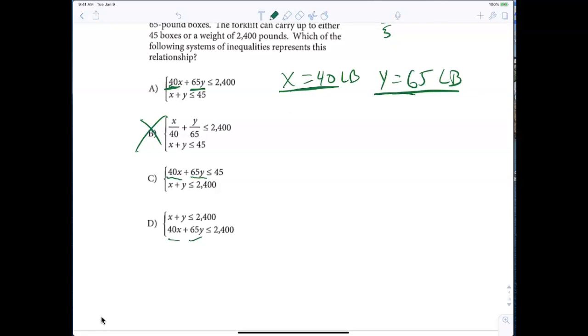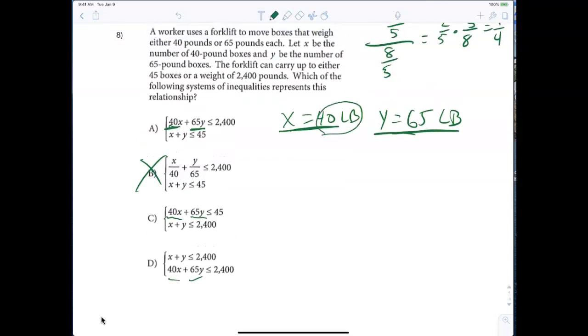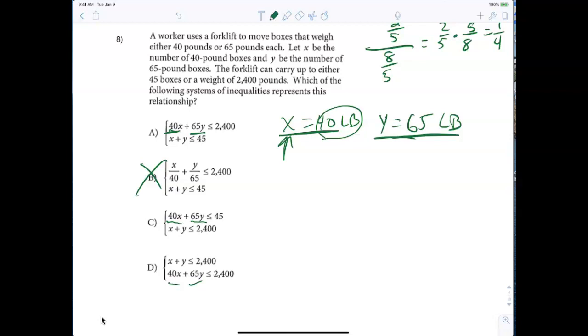Yes. All right. Isn't that like saying 40 times 40 plus 65 times 60? No, that's not. This is the amount of pounds. This is the box. X represents the number of boxes. You with me? I don't want you to think I just said X is equal to 40. X is representing the 40-pound boxes. You with me now, right?